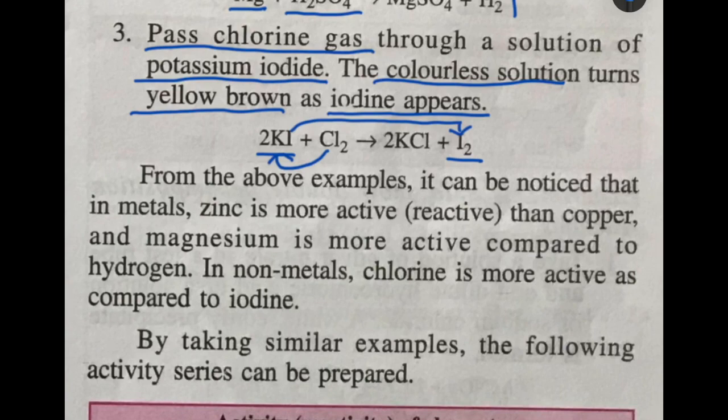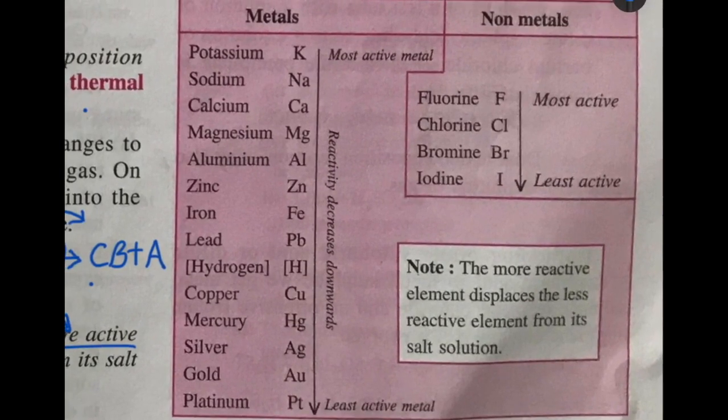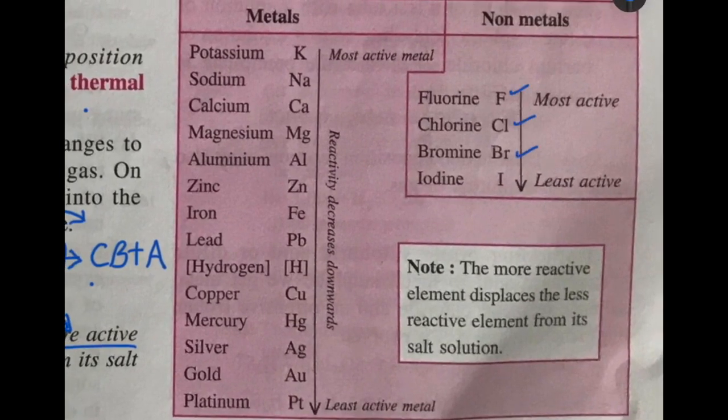Okay, now from these examples which we just discussed, you will see that in metals, zinc is more active than copper, magnesium is more active than hydrogen, and in non-metals, chlorine is more active than iodine. So by taking similar examples, the activity series was prepared. This is the activity series of metals and non-metals. Non-metals: fluorine, chlorine, bromine, iodine. Most reactive is fluorine, followed by chlorine, bromine, and iodine. And metals: potassium, sodium, calcium, magnesium, aluminium, zinc, iron, lead, hydrogen, copper, mercury, silver, gold, and platinum.